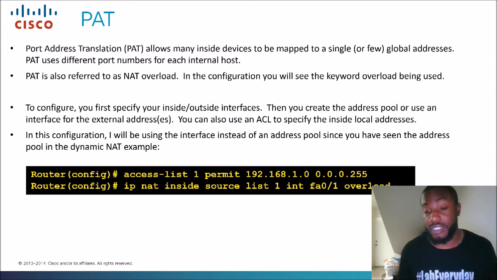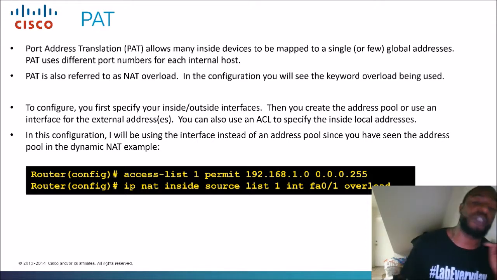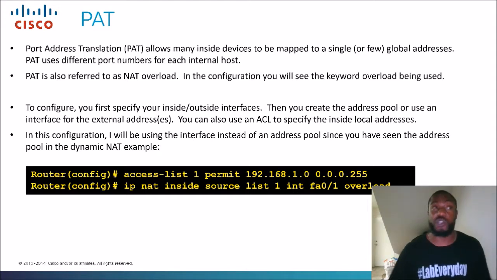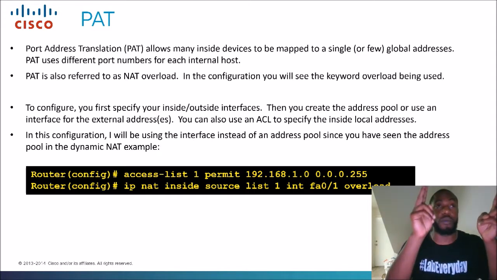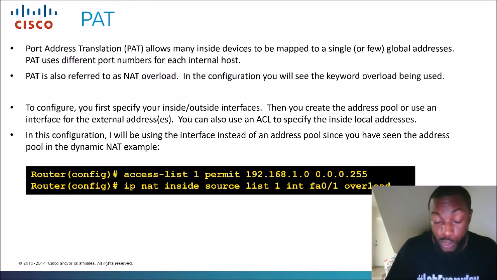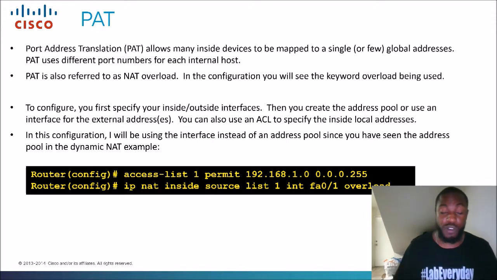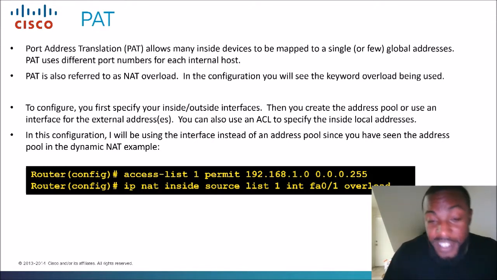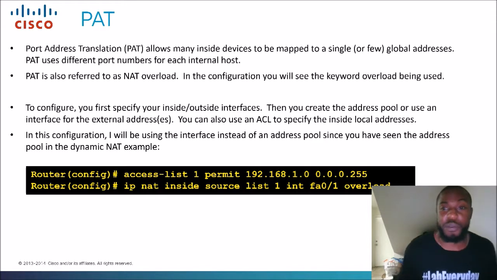Sounds more like static and dynamic than that, right? But port address translation uses different port numbers for each internal host. So not only do we have different IP addresses that we're mapping to our internal hosts, we're adding a port number to it. PAT is also referred to as NAT overload. NAT overload, I guess that is y'all's answer right there. So in the configuration, you will see the keyword overload being used. That is the answer to the pop quiz of the day right there.